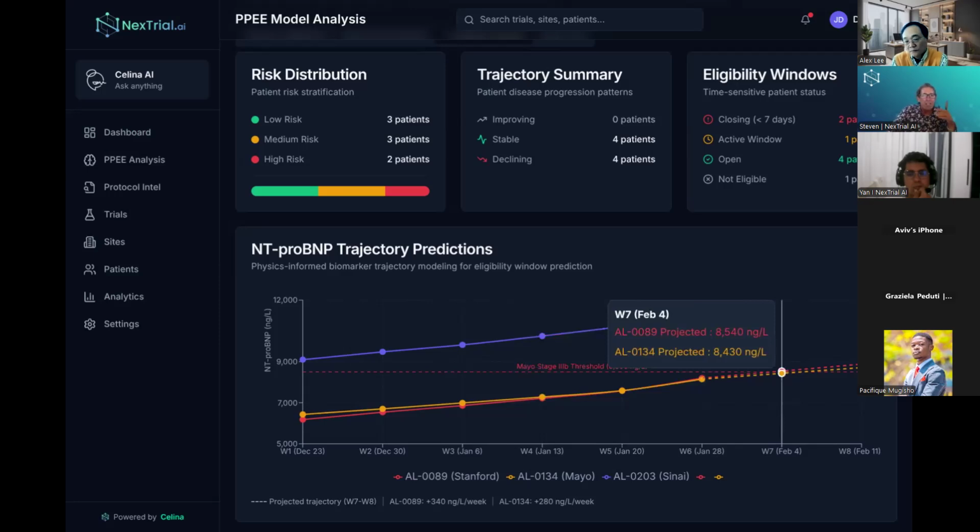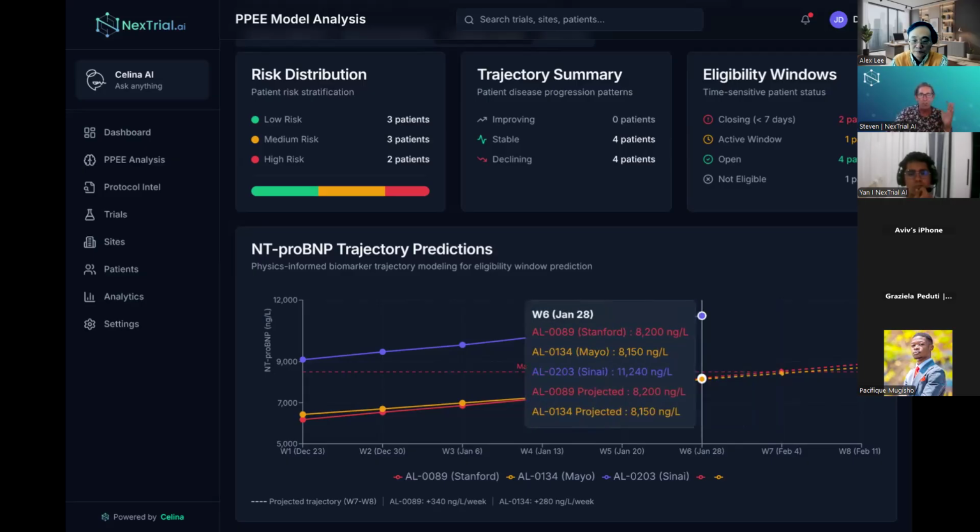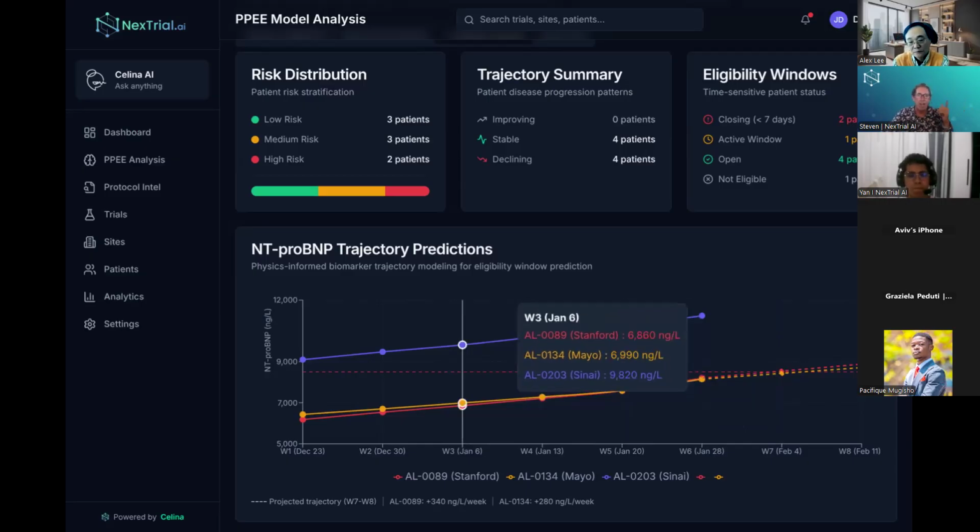So in traditional matching systems, Deep 6, Tempest, Trial GPT, any of them, none of them would see these patients. They would flag them as ineligible today because their current value is below the threshold. So they're invisible, right? They won't appear in any matching output until the day they cross that 8,500. And by then, the screen fail risk has jumped from 35 to 67 or higher because the disease has progressed.